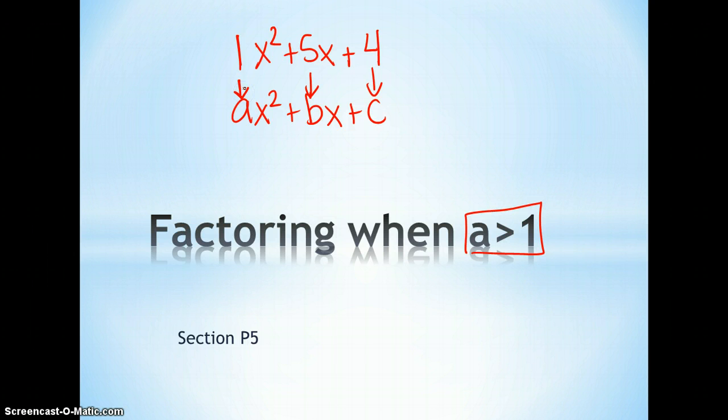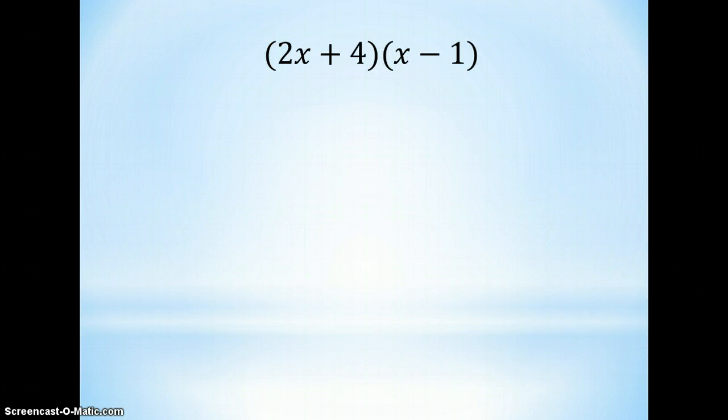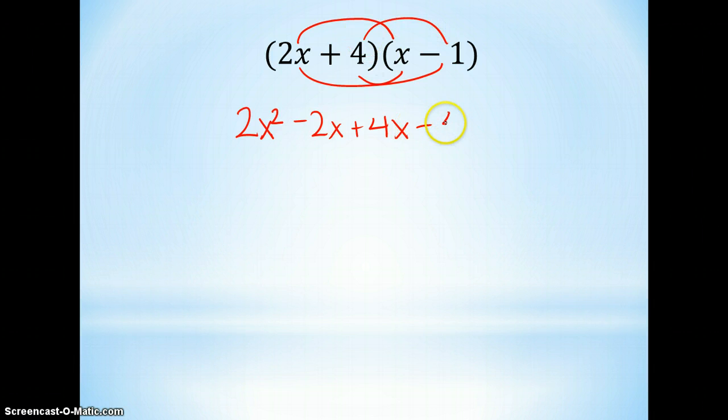So when a is 1, factoring is super simple. We just look for our multiples and what adds to be our b term. But when a is greater than 1, things get a little bit more complicated. Let's double check and see how this is going to get more complicated. If I FOIL this, 2x squared minus 2x plus 4x and then minus 4. So we have 2x squared plus 2x minus 4.